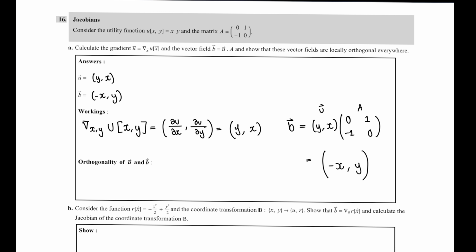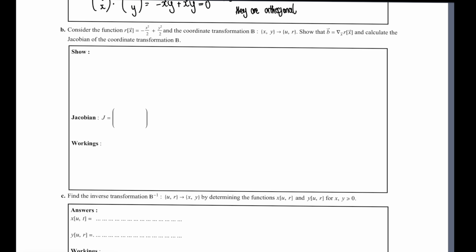Now we need to show that they're orthogonal. To do that, we need to show that the dot product between these two vectors is 0. So y x dotted with minus x y will give us minus xy plus xy, which is equal to 0. So as u dotted with b is equal to 0, they are orthogonal.